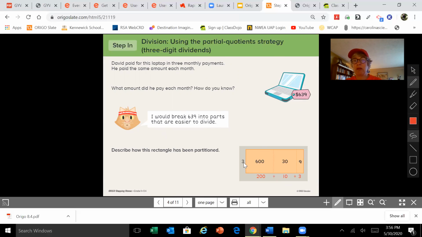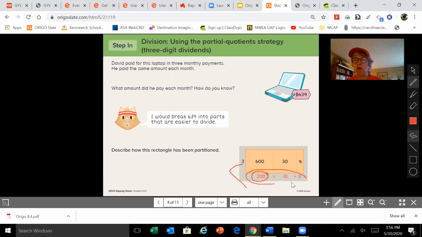And if we look at this, we know that 3 times what equals 600? Well, 3 times 200 equals 600. 3 times what equals 30? Well, 3 times 10 equals 30. And then 3 times what equals 9? Well, 3 times 3 equals 9.